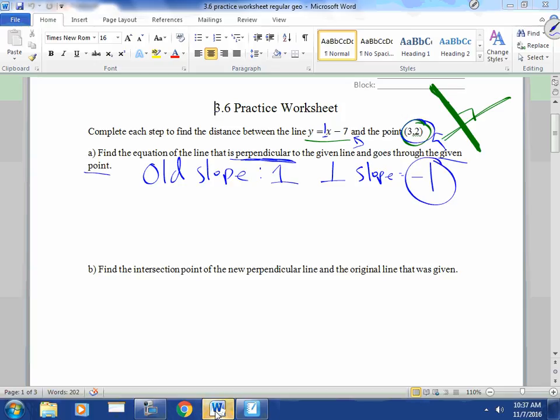Can you write an equation of a line given a point and a slope? Of course you can. Use point-slope form. Y minus 2 equals negative 1 times x minus 3. Now, I'm going to tell you, and I'm going to put this in the directions, you're going to want to make this into y equals mx plus b. So we'll do that now.